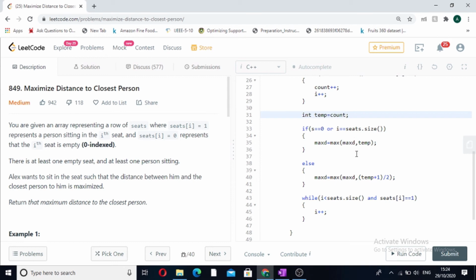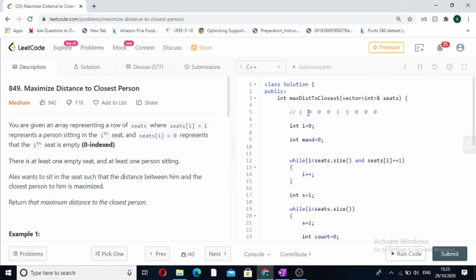So in this we have stored the count. Now I have told you that we have found the continuous zeros. Now we have to check whether these zeros are present in the middle of the array or at either end of the array. So in this case this zero is present in the middle of the array.